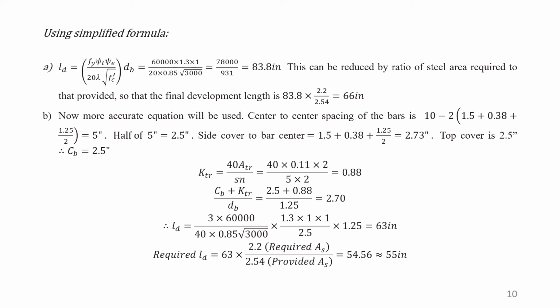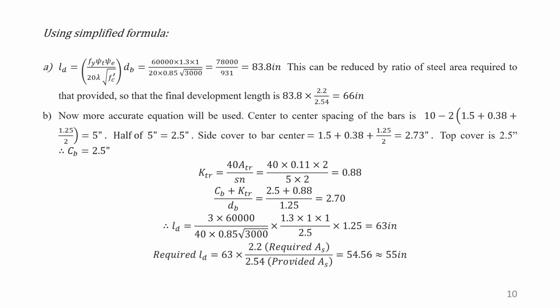And now, as we have used more area than the required one, the required value is 2.2, and for choosing the rod, we could not make this as 2.2. We have to choose a bigger size of rod, and we have to take the advantage of that, and that is 2.2 divided by 2.54. 2.54 is the actual value, and 2.2 is the required value. That's why the proportion of these two will give us the development length of the bar less than the required one, that is 83.8.